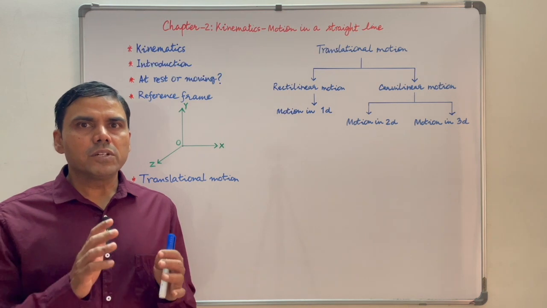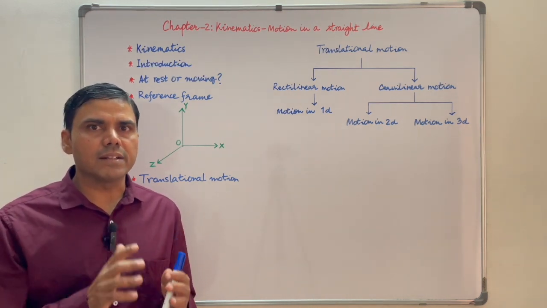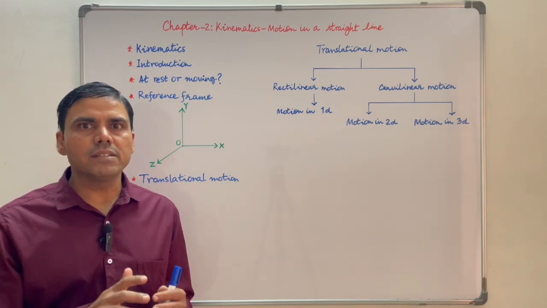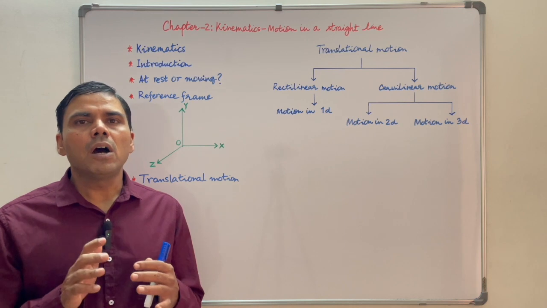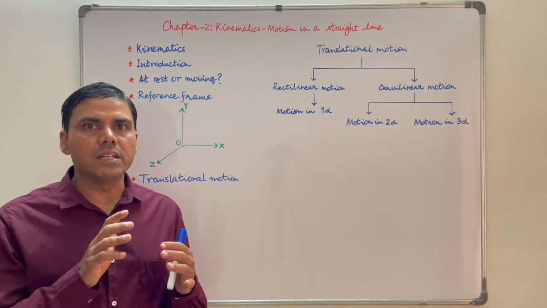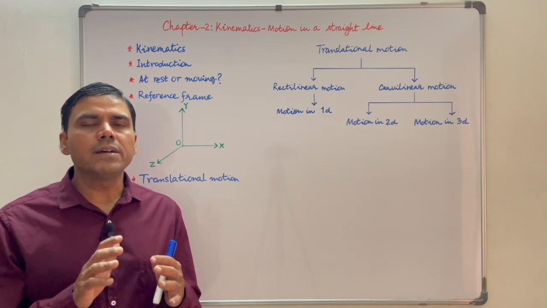When an object does not change its position as time passes, we say that the object is at rest. And when the object changes its position as time passes, we say that the object is in motion. However, nothing is in absolute rest or in absolute motion. Everything depends on the reference frame.